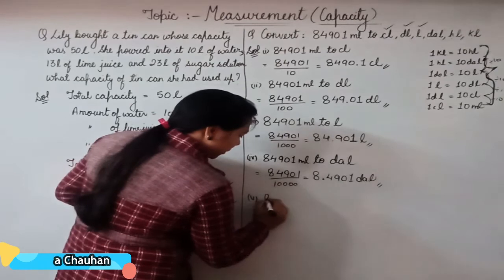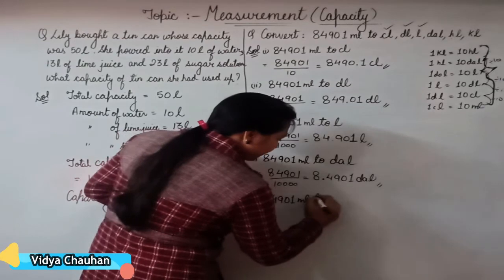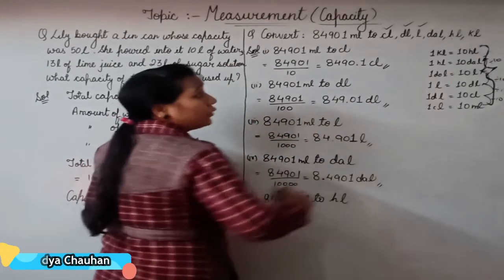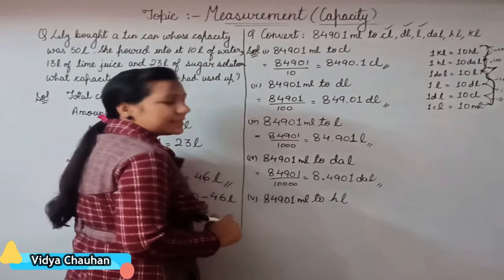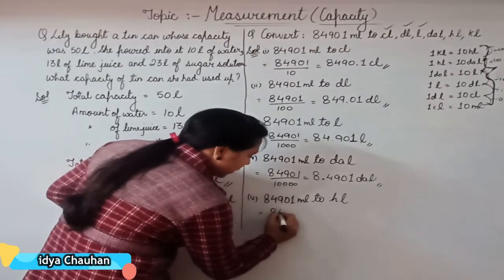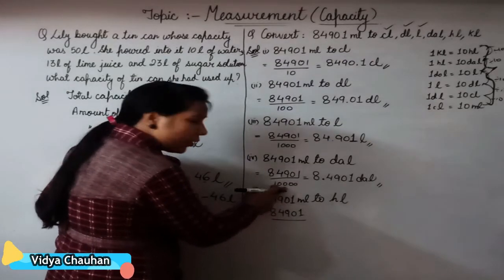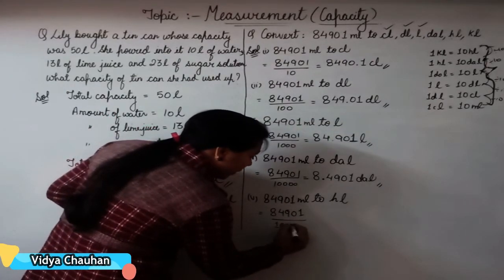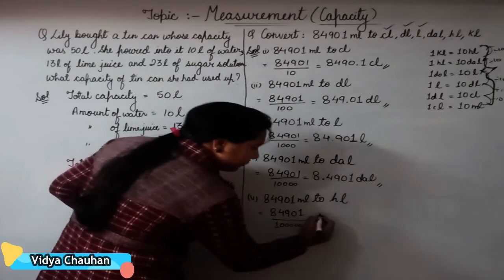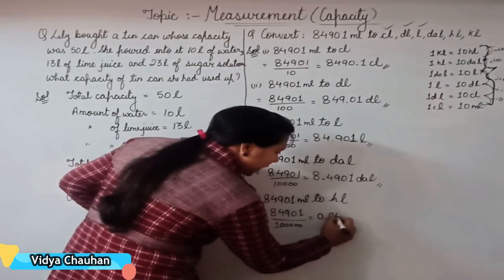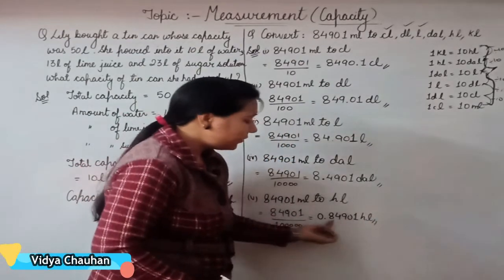Coming to the fifth part, we have to convert 84901 milliliters to hectoliter. Now to convert into hectoliter, one more step up and again we will divide it by 10. So there will be one more 0 in the denominator. Earlier we have divided by 10,000. Now we will divide it by 1 lakh. So that will be 5 zeros, which means decimal after 5 places. So it will become 0.84901 hectoliter.